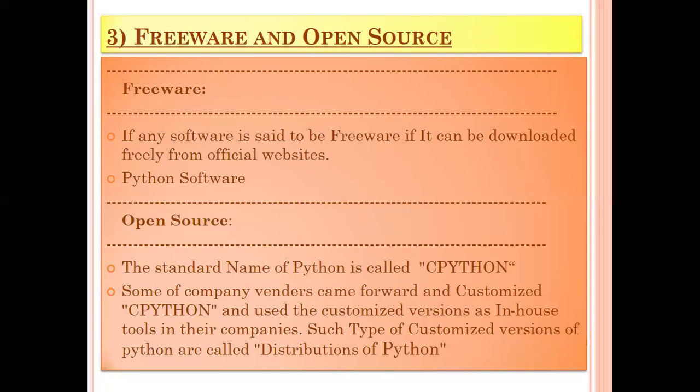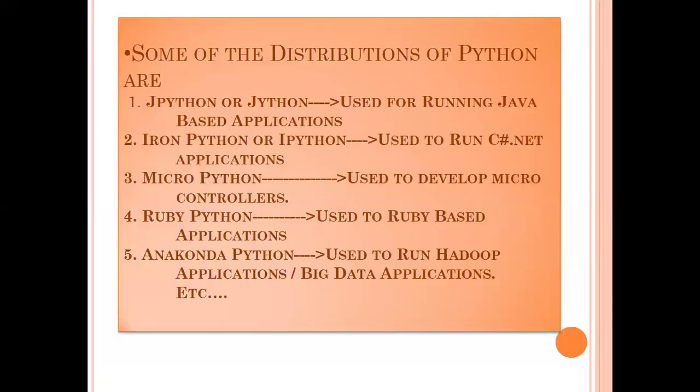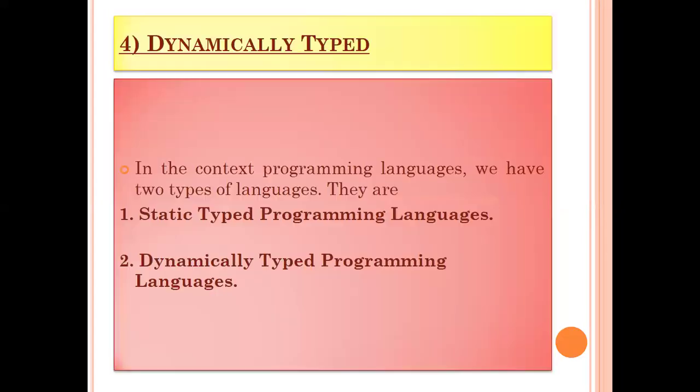Now, company vendors are coming forward and changing it into their customized versions as in-house tools in the company. Like JPython is used for running Java-based applications. IronPython or IPython is used to run .NET applications. MicroPython is used to develop microcontrollers. RubyPython is used to develop Ruby-based applications, and Anaconda Python is used to run Hadoop applications. Hadoop applications are what? Big data applications.